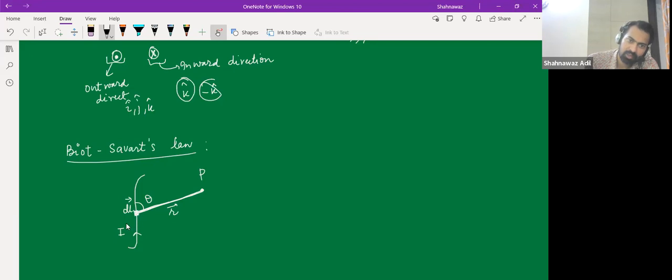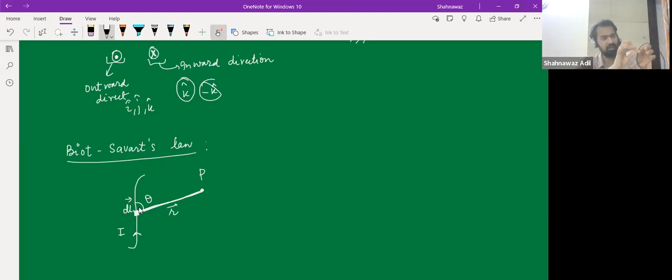Sir, can you explain again? Yes, we have a current carrying wire and the current is flowing in this direction. Let's say this is a wire, and we take a very small portion, ds, of length, and we are calculating the field at this point. So this is the current carrying wire.